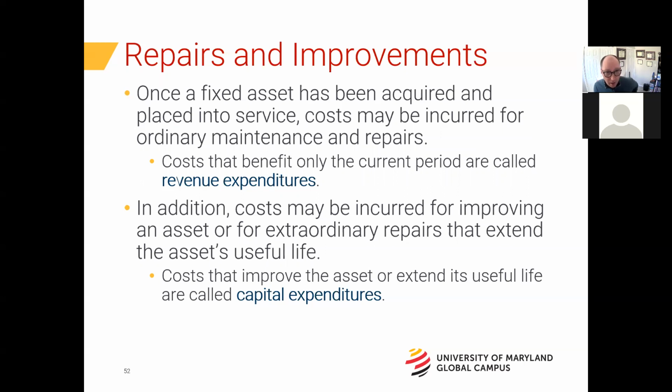Once the asset has been acquired and placed in service, there are some extraordinary repairs and maintenance. The only type of cost that would change the asset are ones that extend its useful life, like an engine overhaul, for example, on a forklift. That would extend its useful life. That would be called a capital expenditure. Okay. Otherwise, it's just a simple expense.